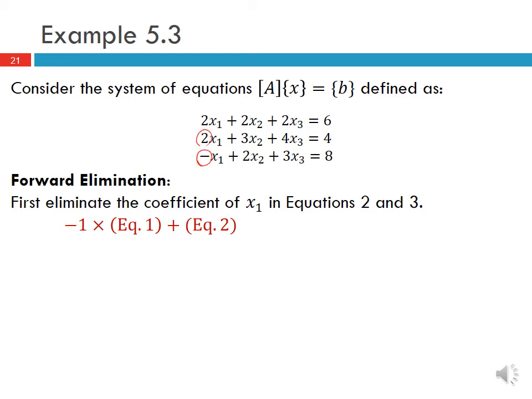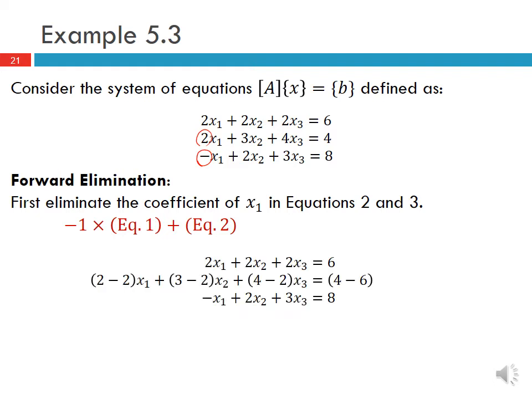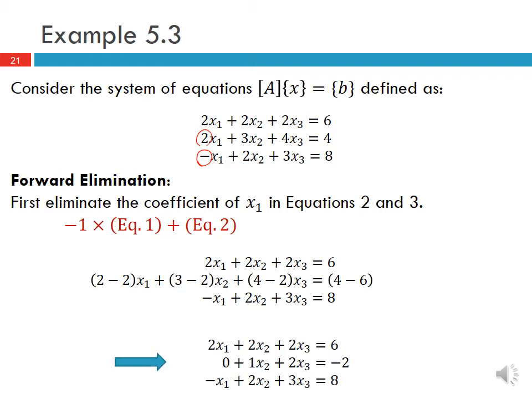And we can do that by taking first -1 times equation 1 plus equation 2, and that gives us the expressions here. You can see that this goes to 0, so I'm eliminating the coefficient in front of x1 in my second equation, and I end up with a 0 in that spot.